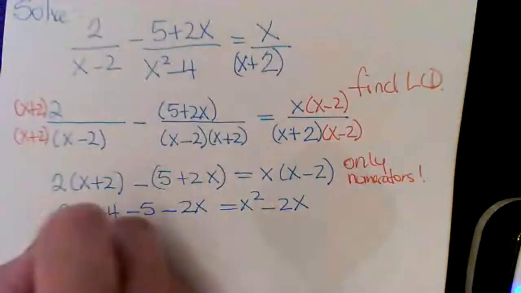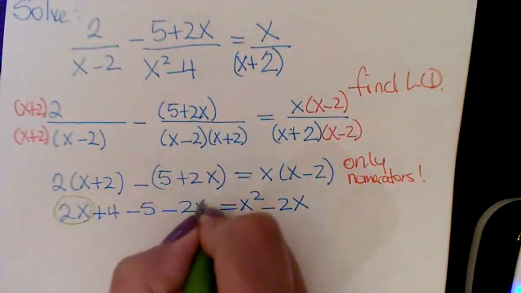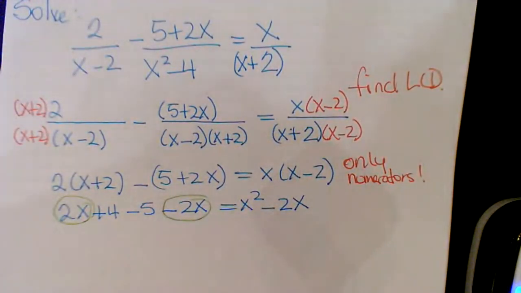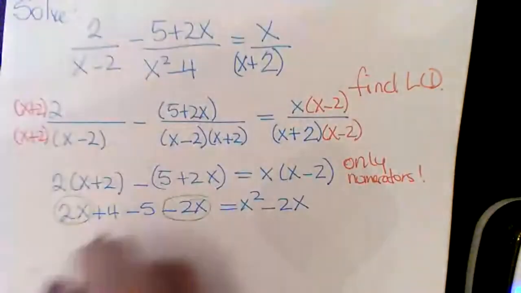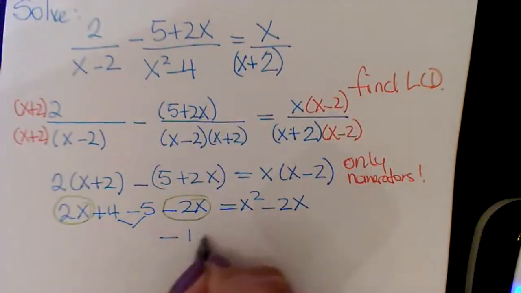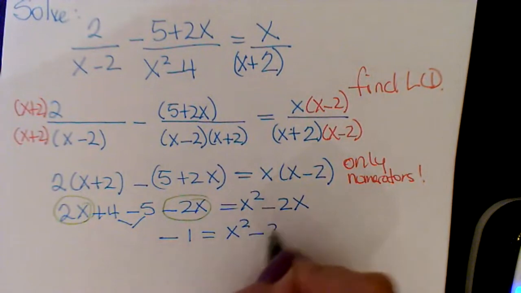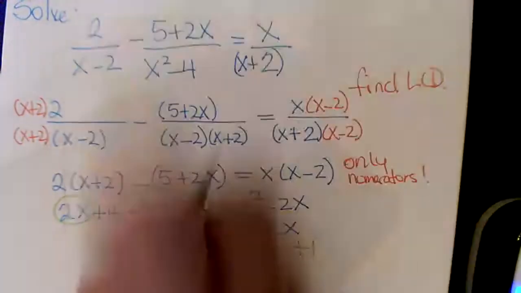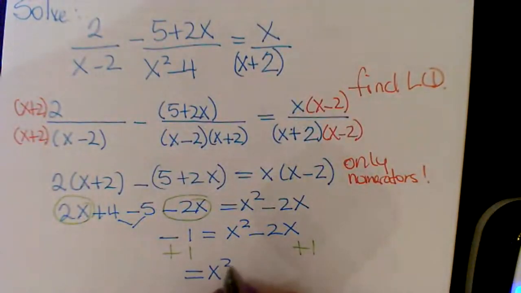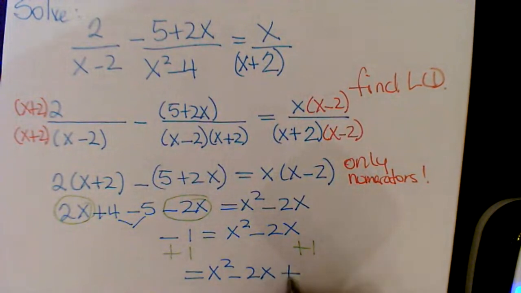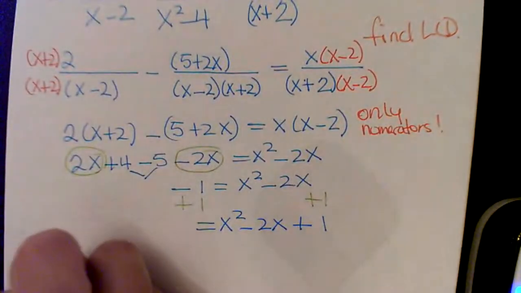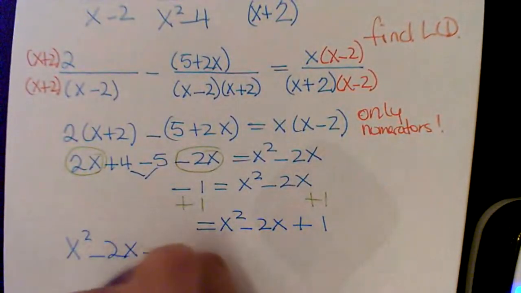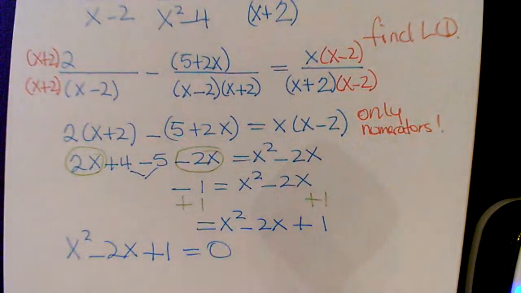So I'm gonna combine. This is 0, right? And right here, I have a negative 1. If I add plus 1, I'm making a 0. So this is going to be equal to x squared minus 2x plus 1. So let's do it. X squared minus 2x plus 1 is going to be equal to 0.